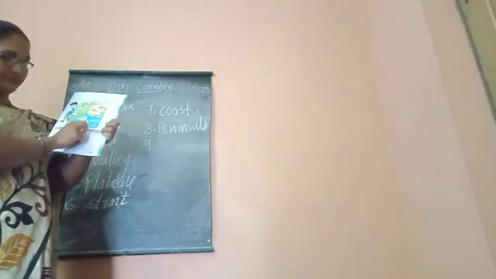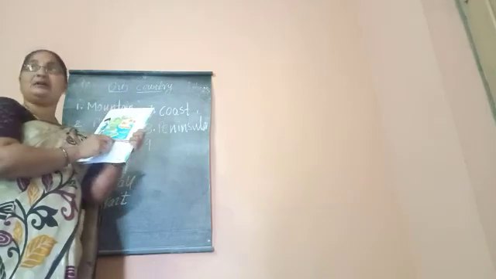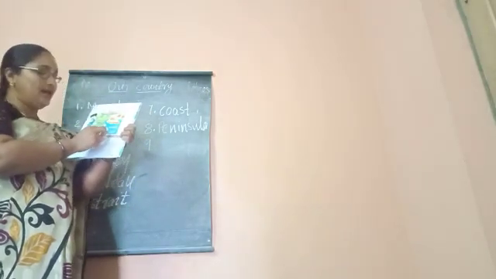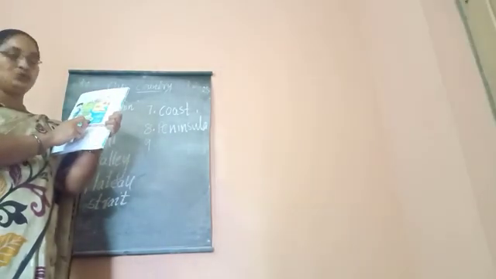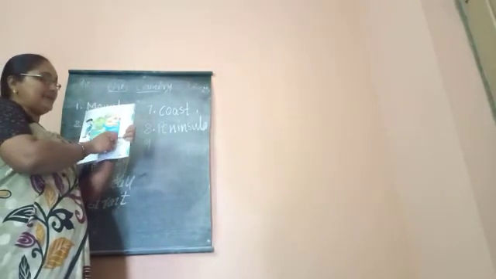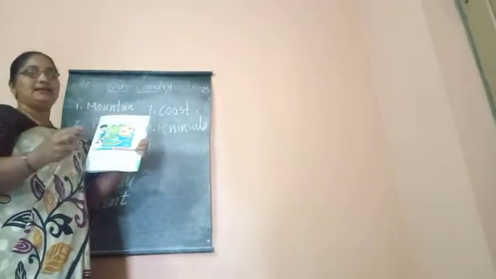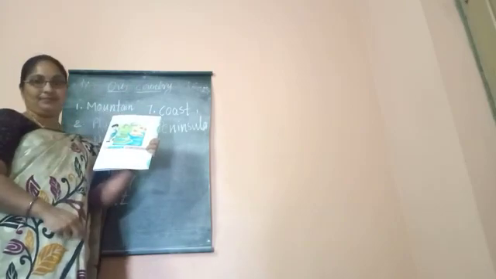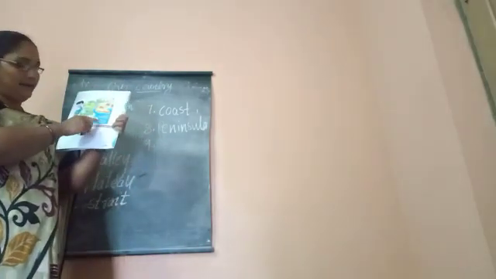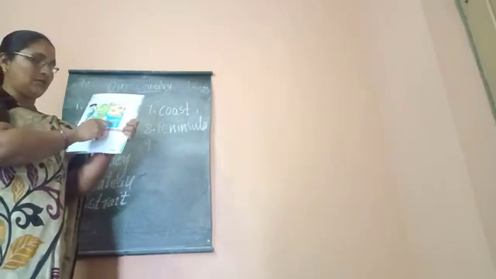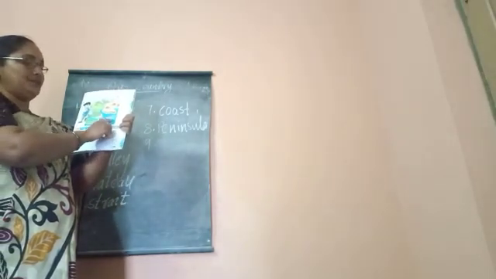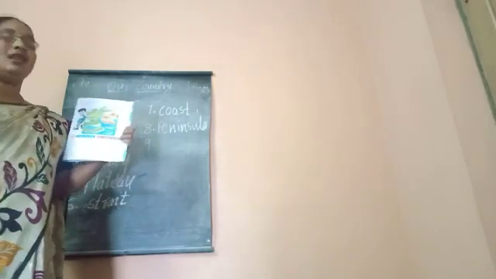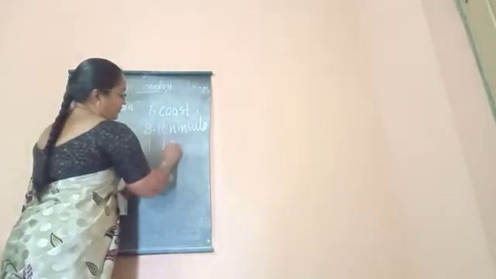9th one. It is a part of a salt water body, a water body close to the sea, and it is separated by a narrow strip of land. See the 9th one. It is a part of a salt water body, but it is separated by a narrow strip of land. It is called the lagoon.